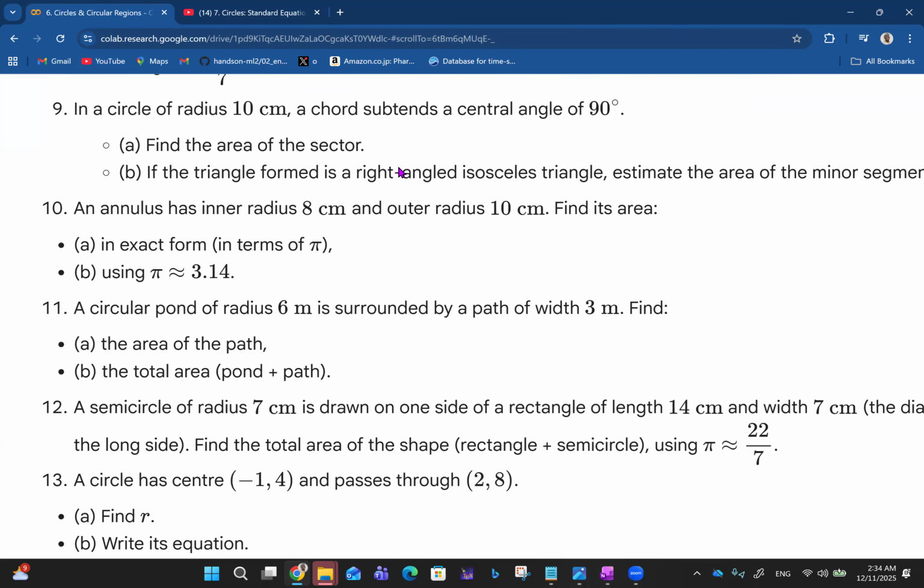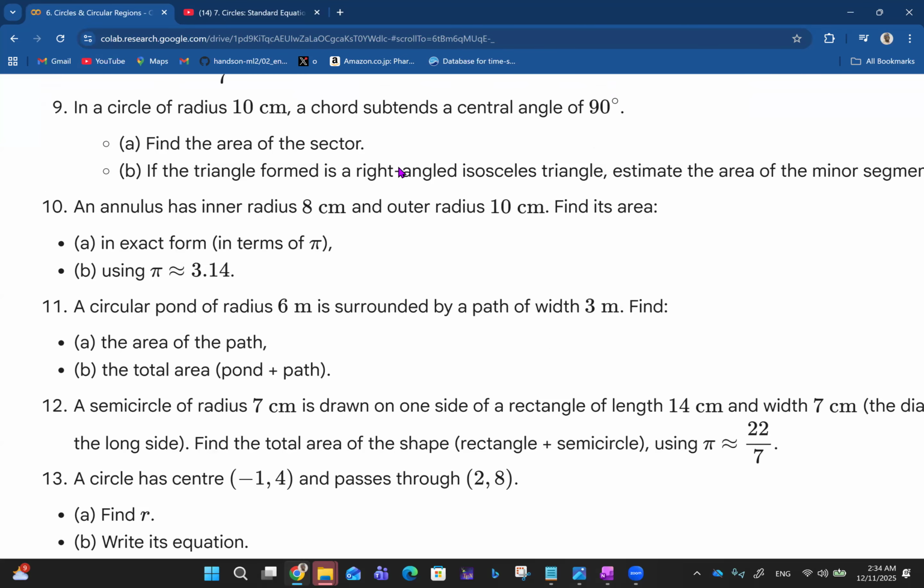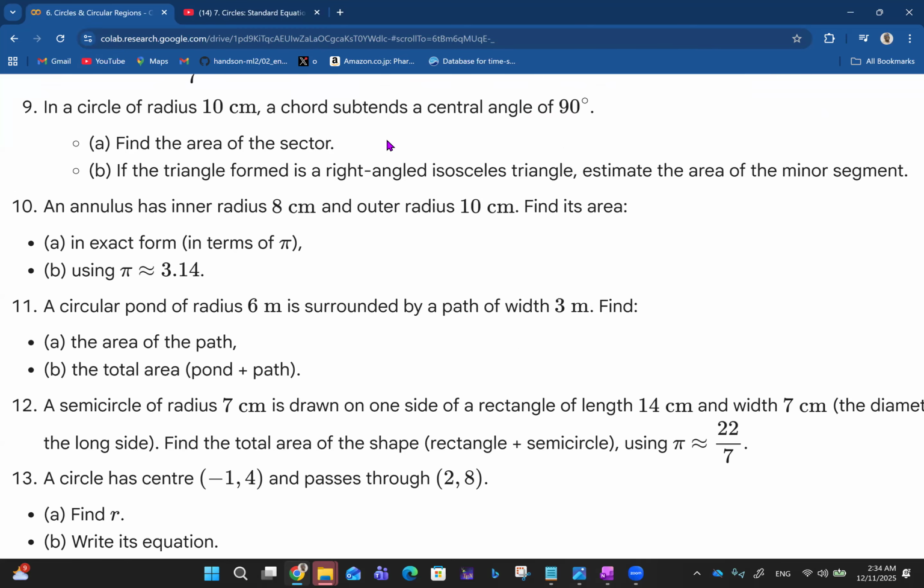Then you have number 9. In a circle of radius 10 cm, a chord subtends a central angle of 90 degrees. Find the area of the sector. Of course, that's 90 over 360 times pi r squared, that's 22 over 7 times 10 times 10. If the triangle formed is a right-angled isosceles triangle, estimate the area of the minor segment.